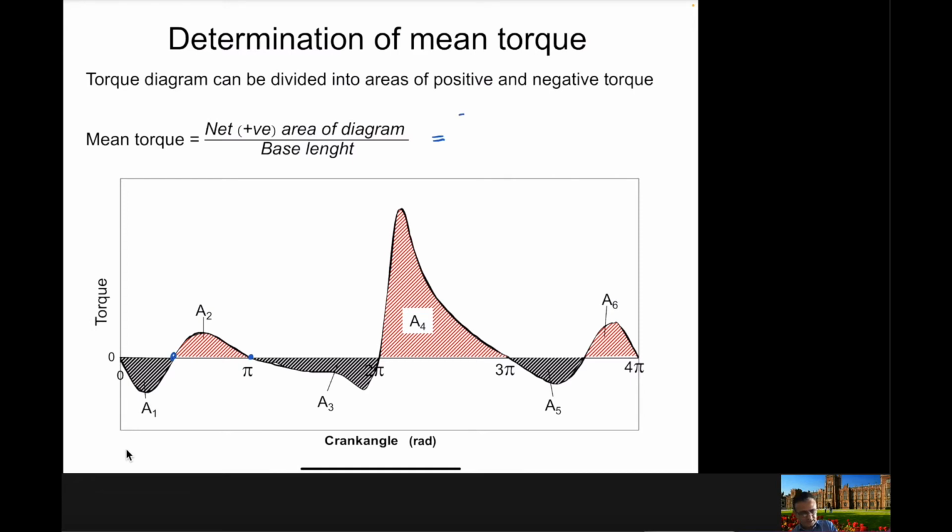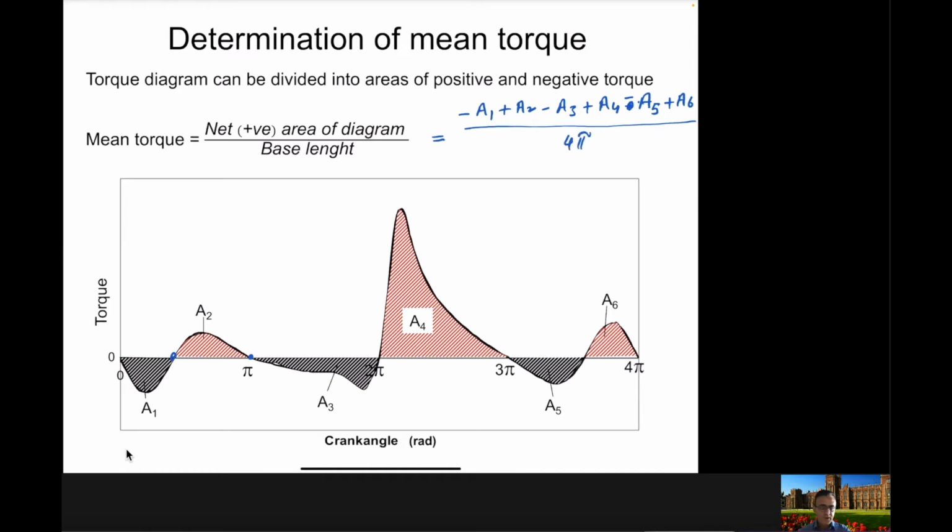So in this case, you will have minus A1 plus A2, then minus A3 because it's a negative area. A4 is a positive area, so we will add A4. A5 is a negative area, so minus A5, and then plus A6, and then we will divide by the base length. So the base length means that we will divide it by the 4 pi radians here.